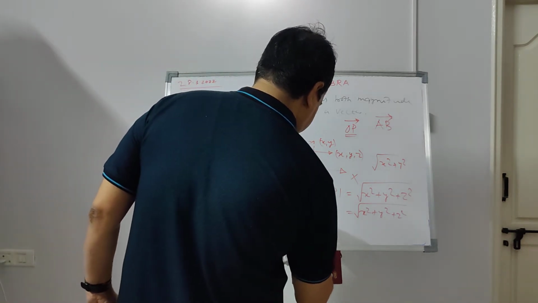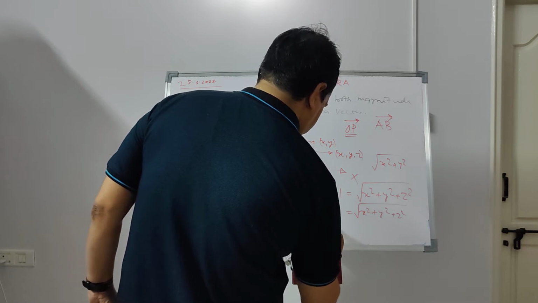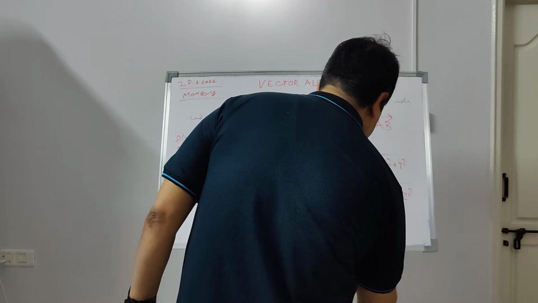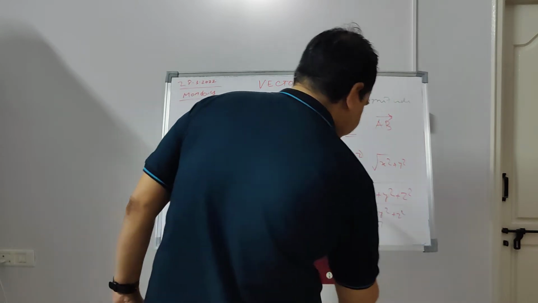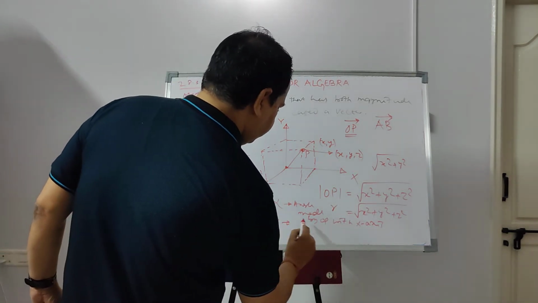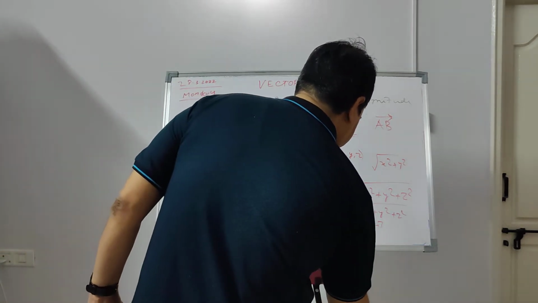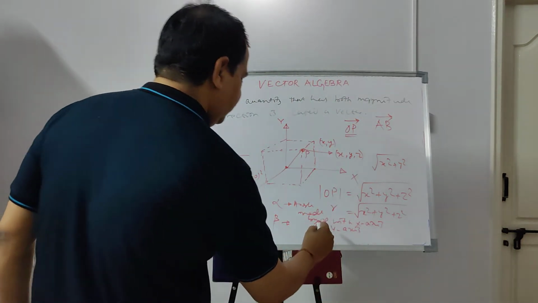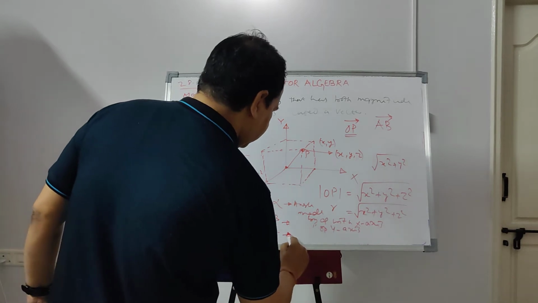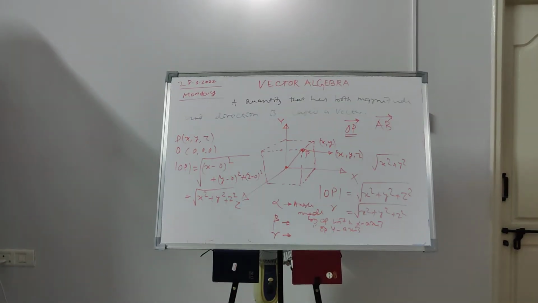The angle made by OP with the x-axis is called alpha. Similarly, the angle made by OP with the y-axis is called beta. Similarly, there is another angle called gamma, the angle made by OP with the z-axis. This is in 3D, that's why we have three angles.